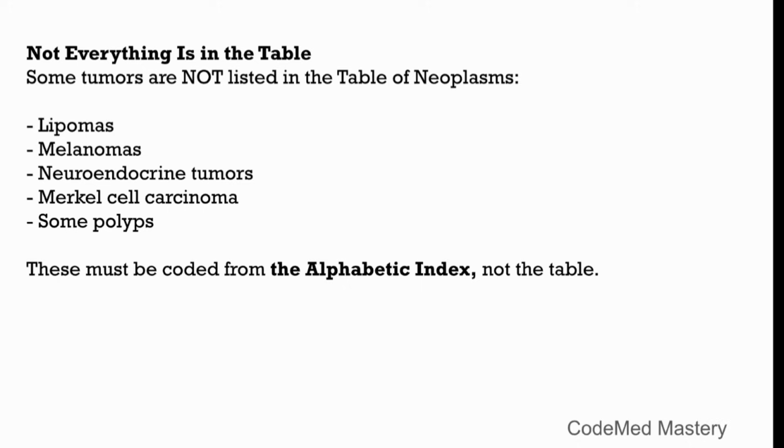And also you must know that not everything is in the table. Some tumors are not listed in the table of neoplasms. For example, lipomas, melanomas, neuroendocrine tumors, Merkel cell carcinoma, and some polyps. These must be coded from the alphabetic index, not the table.